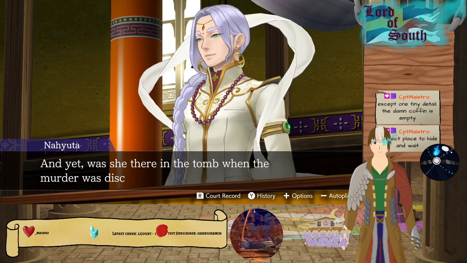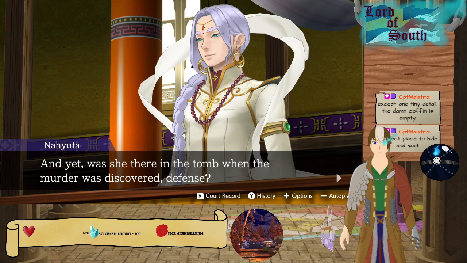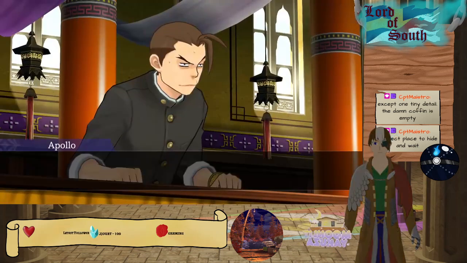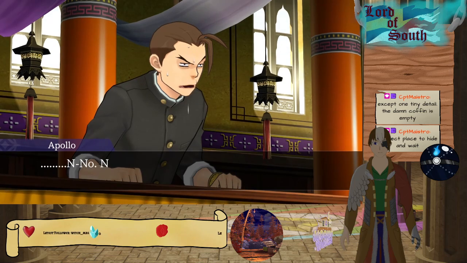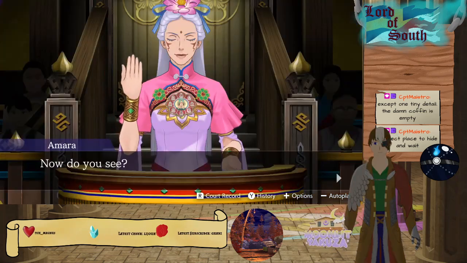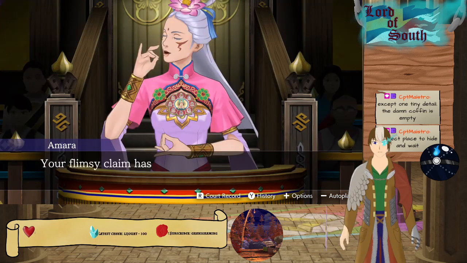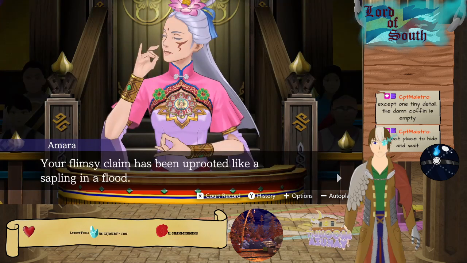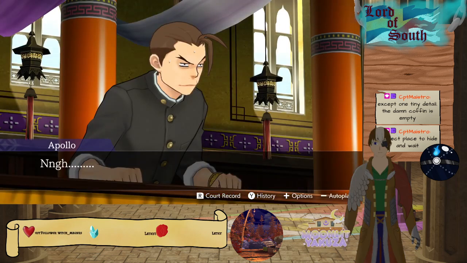And yet, she was there in the tomb when the murder was discovered. Yes. No, she wasn't. And how do you see? Your flimsy claims have been uprooted like a sapling in a flood. Not really.